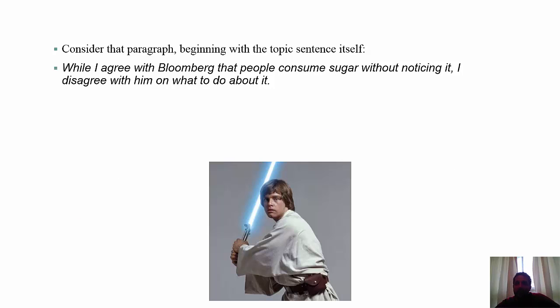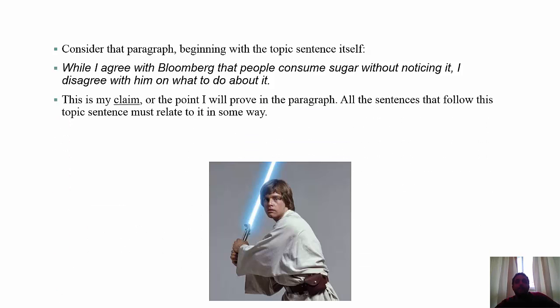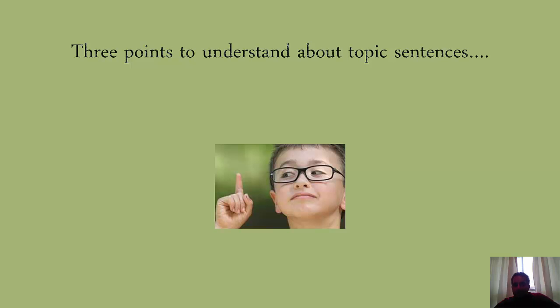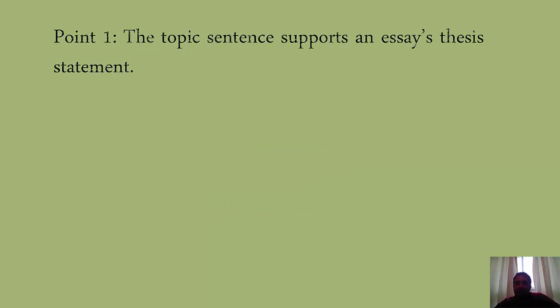So here was the topic sentence of that paragraph. While I agree with Bloomberg that people consume sugar without noticing it, I disagree with him on what to do about it. Now, when a reader reads that, they expect every sentence after that to be about that sentence. And that is exactly what happened in the paragraph I just showed you. Three points to understand about topic sentences.